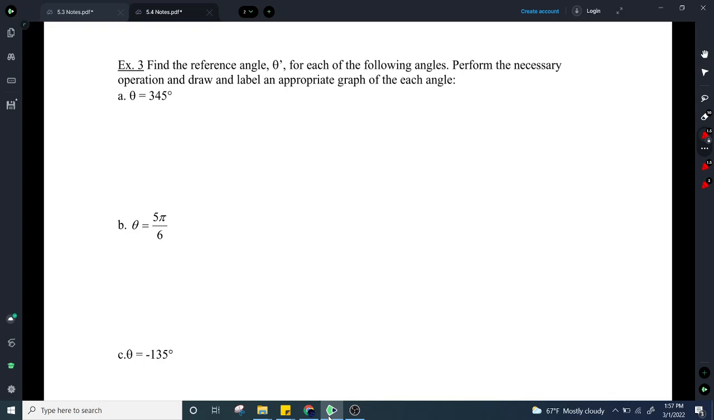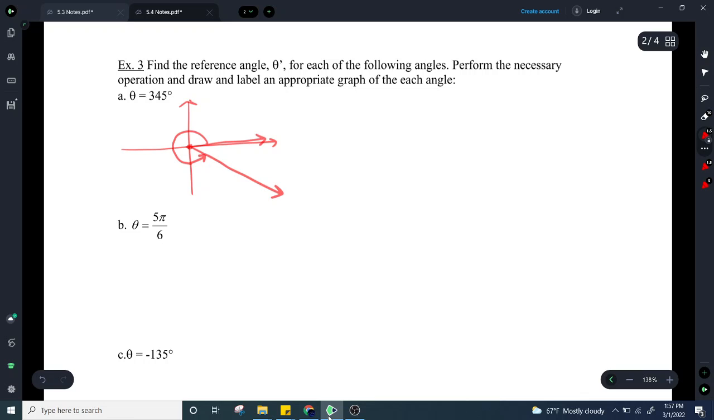All right, so starting with 345 degrees, let's draw a picture. So 345 degrees would put me in what quadrant? Think about that. I want to rotate 345 degrees. So this would be 90, this would be 180, this would be 270. So 345 puts me into the fourth quadrant, right? Not quite to 360, I'm in the fourth quadrant. So theta is equal to 345 degrees, this entire angle.